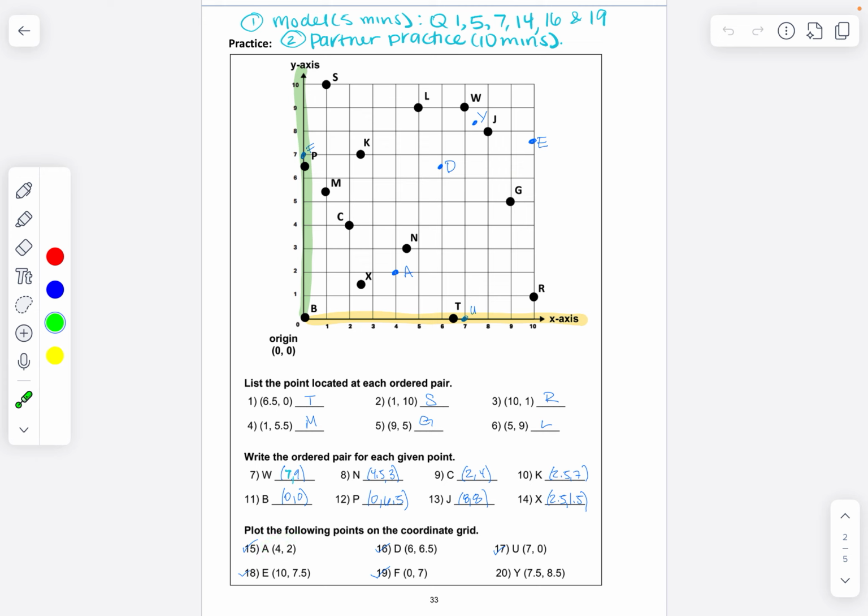Okay, so the questions that I've chosen to model are within all 3 of those buckets. I did choose 2 questions from each.